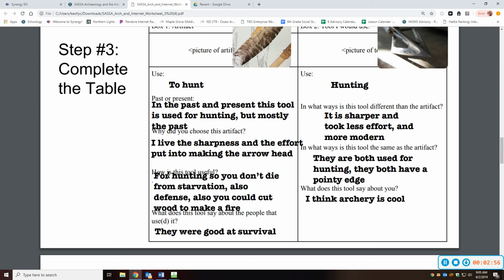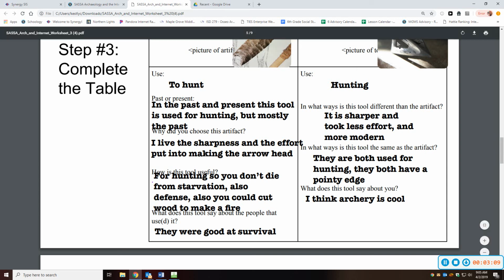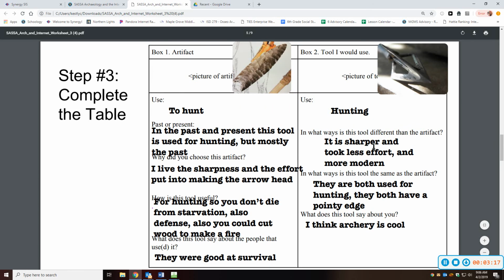How is this tool useful? He put for hunting so you don't die from starvation. Also defense, you could cut wood and make fire. What does this tool say about people that use it? They were good at survival. Now you're going to compare with a similar tool. So this kid's using an arrowhead. The use is hunting. How is it different? It's sharper and looks like there's less effort. It's more modern. Less effort to make it, he thinks.